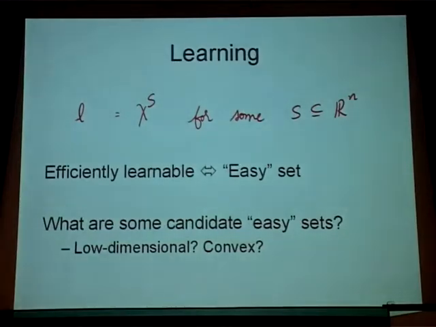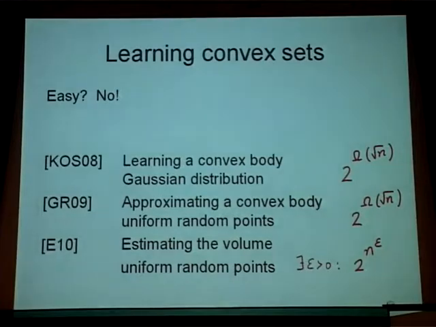So for what sets do we expect the learning problem to be easy or polynomially solvable? If it's efficiently learnable, in some sense, this set is easy. What are some candidate easy sets? You might imagine maybe low dimensional sets. The set is inherently low dimensional, and then you have noisy features, or maybe convex sets. That's what's worked so far. Okay, so unfortunately, learning convex sets is not easy in general.